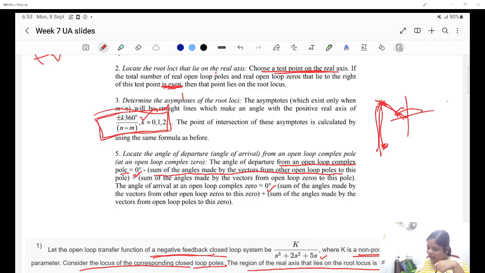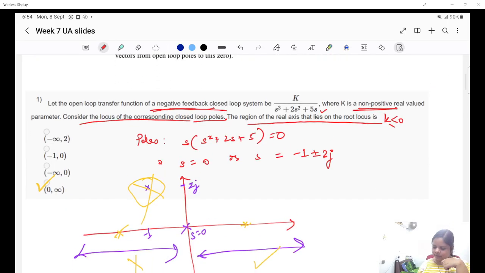Plus the sum of angles made by vectors from open loop zeros to this pole. Okay, so it is 0 minus the sum of the angles from the open loop poles plus the sum of the angles made from the open loop zeros. Okay, so let's see.